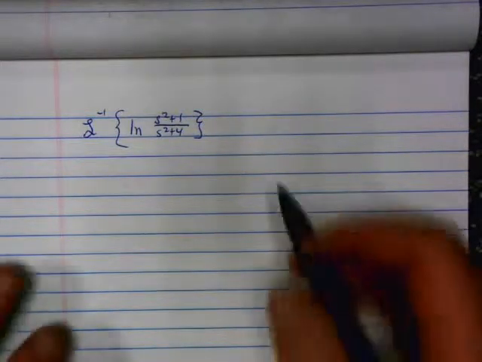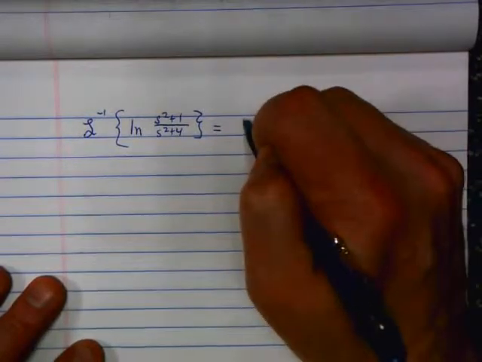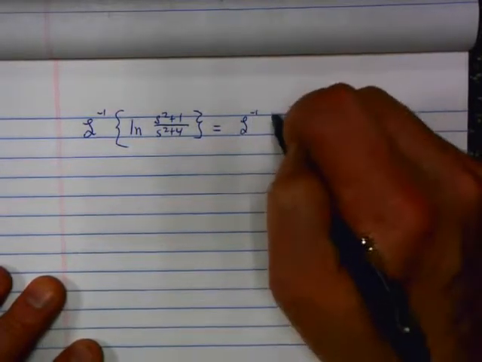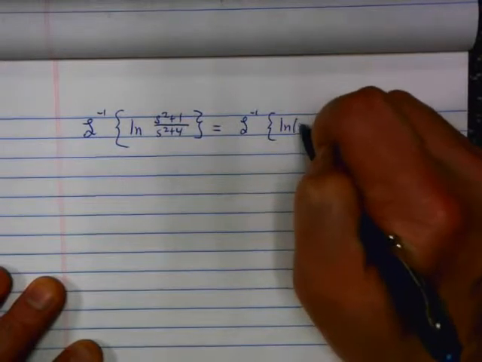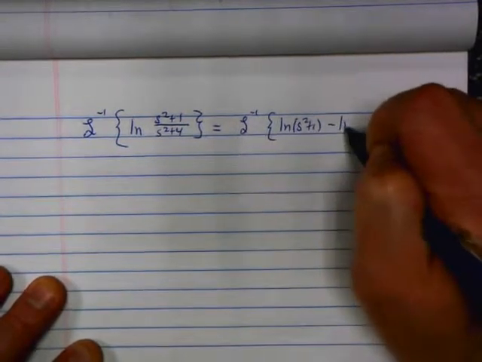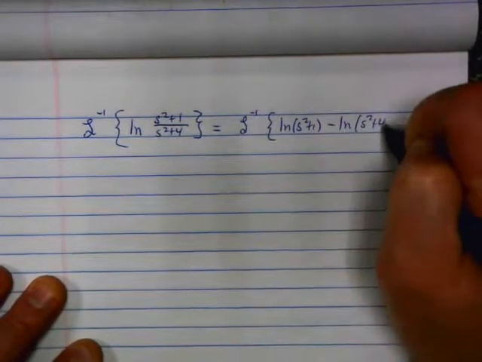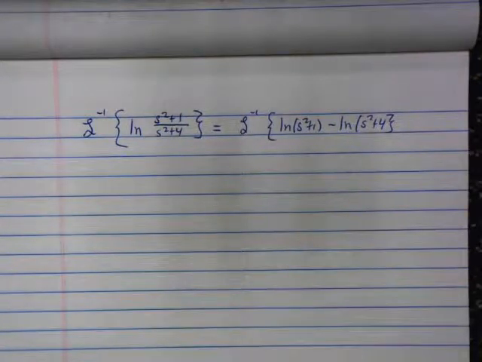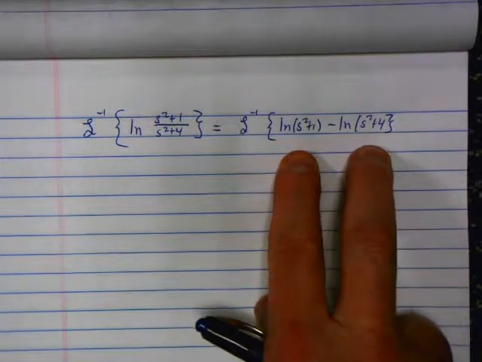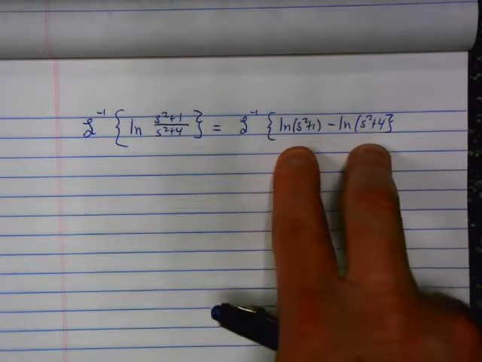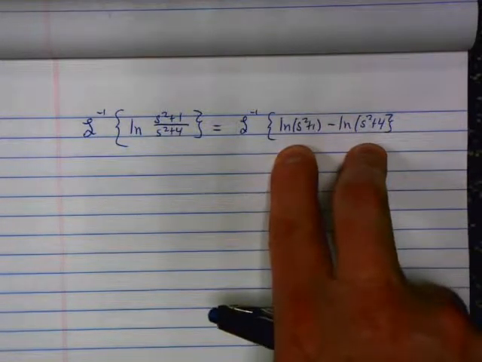Well, here's what we're going to do. We're going to write this as the inverse Laplace transform of ln of s squared plus 1 minus ln of s squared plus 4. What have I done there? Just used a property of logarithms, which takes division and turns it into subtraction. Maybe you can split the Laplace transform up. I can absolutely split the Laplace transform up. That's true too. Doesn't really help though, because I still haven't gotten rid of those ln's, have I?